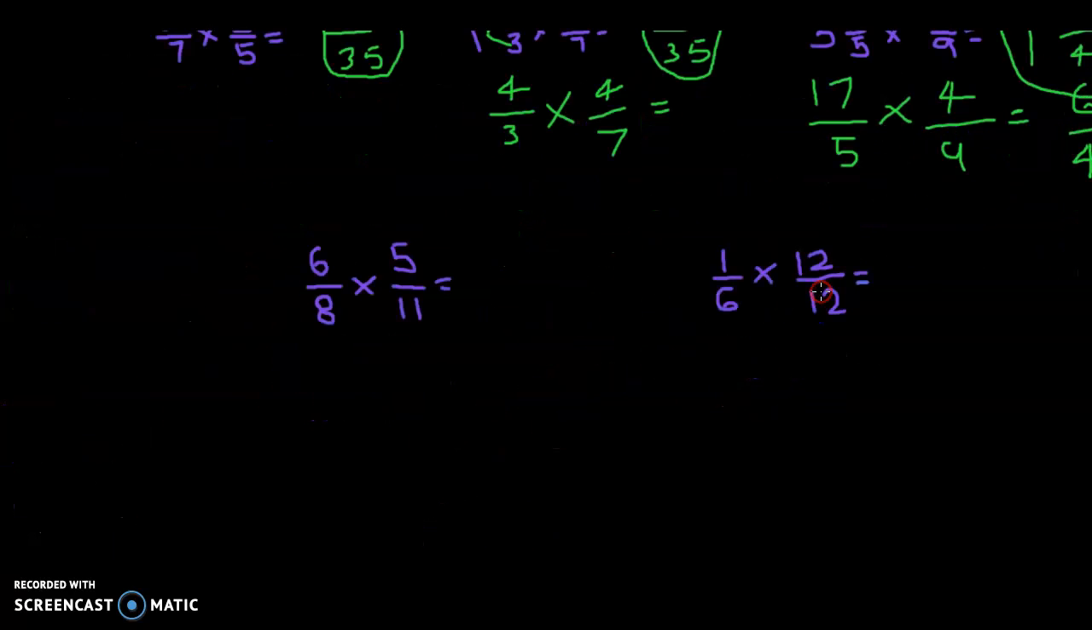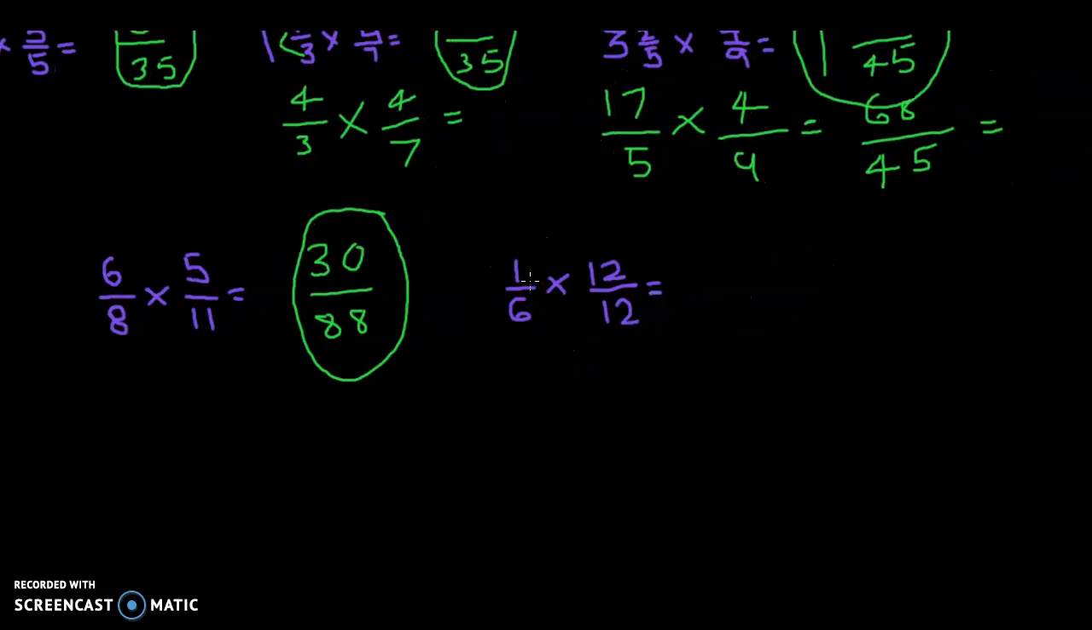Okay, now let's do this one. 6 eighths times 5 over 11. Yeah, 6 times 5 is 30, and 8 times 11 is 88. And that's an improper fraction. I mean, it is a proper fraction, sorry.